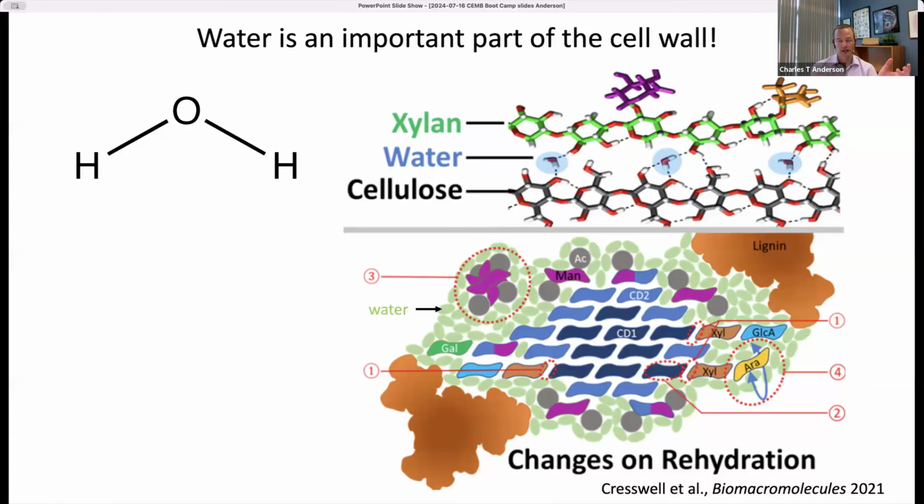So even though we might think of something like wood as being dry, it actually contains 10 to 20% water in most cases, unless we really kiln dry it. And when we do that, we're actually changing the structure of the plant cell wall quite dramatically.